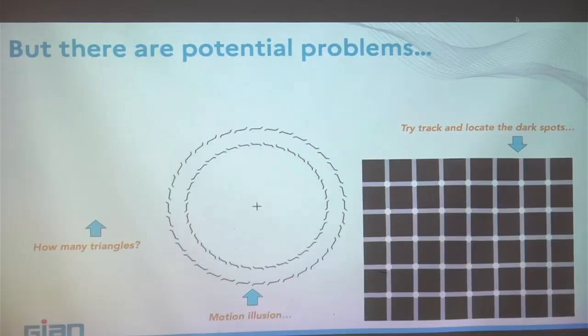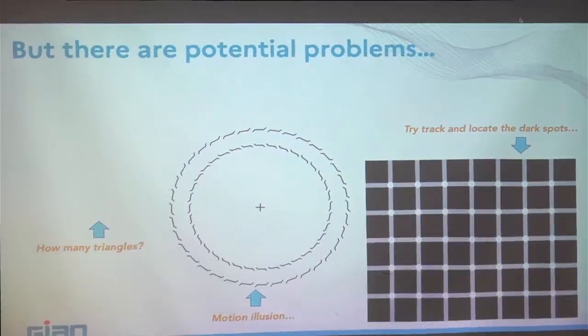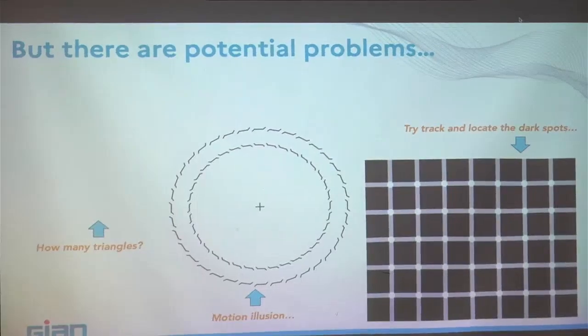Look at that one, move a little. It's not a moving GIF. It's a fixed image. But if you move the head, you have the impression that the system is turning. There is no motion here in the image.